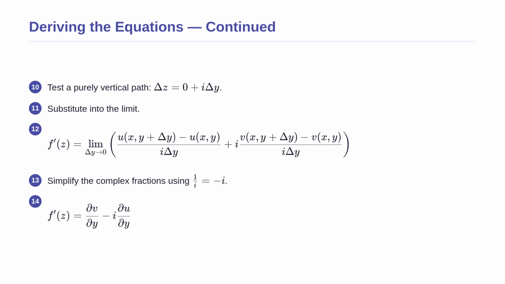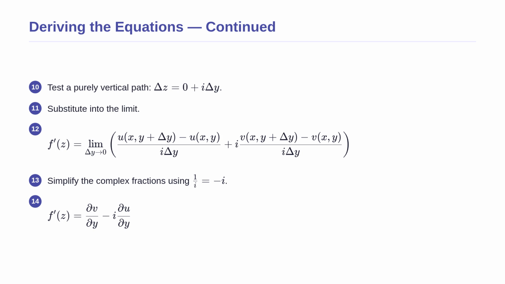Now, we must perform the exact same process but taking a completely different path. This time, let us approach 0 purely along the vertical, imaginary axis. We set the real part of the step to 0, so delta z becomes i times delta y. We plug this purely vertical step into the original derivative limit formula.